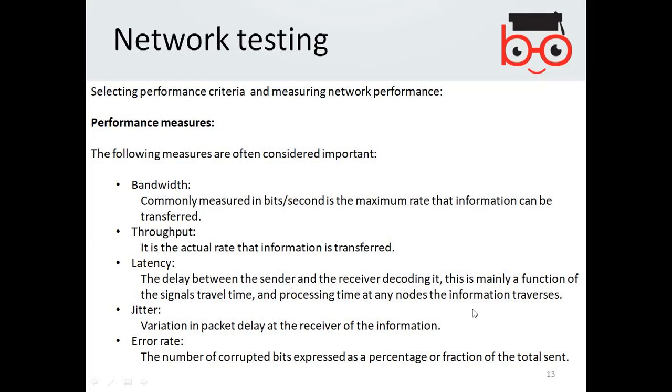Jitter is the variation in the packet delay at the receiver of the information. So whenever you send some information, if there is any kind of delay at the receiver side, then there is a jitter. If the device is not ready and there is a delay for the receiver, then it is called the jitter.